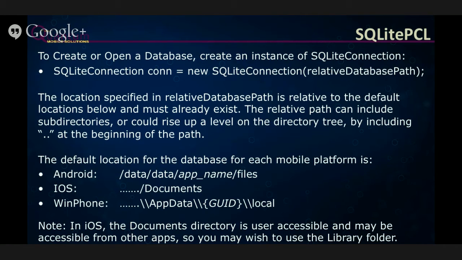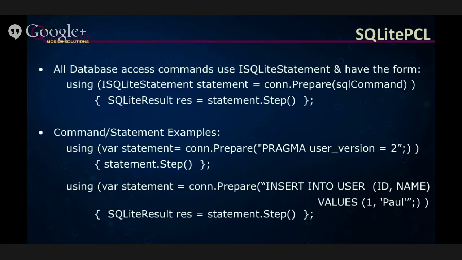Now, one thing just to bear in mind on iOS, that documents directory, that documents folder is accessible by the user, and it can be accessible by other apps as well. So if there's sensitive information in your database, you might not want to use that. You might want to tell it to use the library. I've actually raised it to these guys as something they should consider doing anyway, because it's a little bit insecure the way they've implemented it.